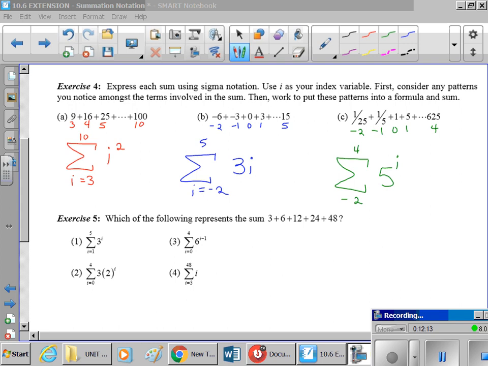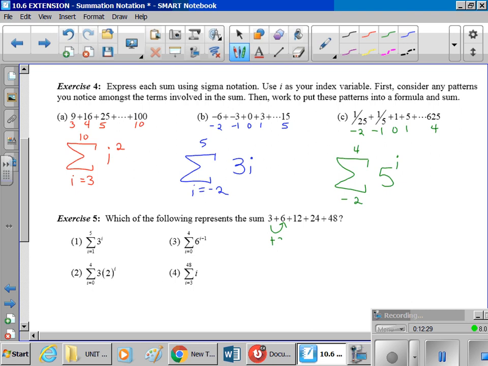Exercise 5. Which of the following represents this sum? So let's see how I thought about doing this. I think I started saying to myself, well, they look like they're multiples of 3. That might work. But then sometimes I think the easiest thing to do is say, let's see, I add 3 here, and then I added 6 here, and then I added 12 here, and then I added 24 here. So you start seeing the pattern.